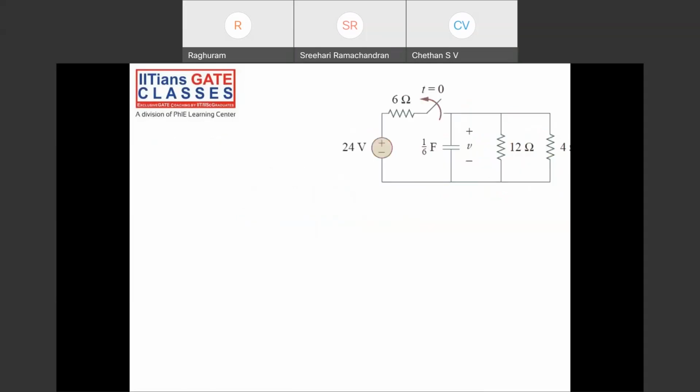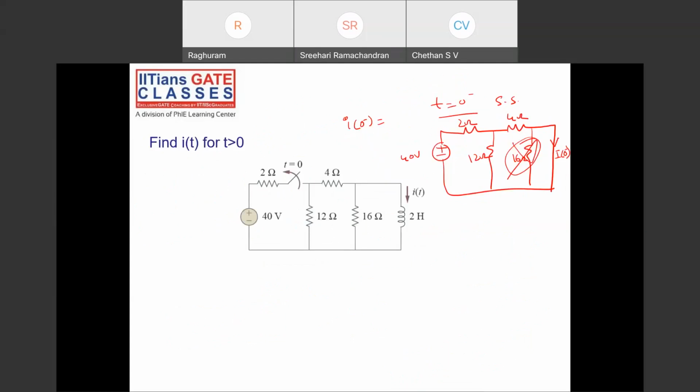So find I of 0 minus. What is the equivalent resistance? 12 parallel with 4 is 3. 3 plus 2 is 5. 5 ohms is the equivalent resistance. Current is 40 by 5, which is 8 amps. 8 amps flowing here. I need I of 0 minus.